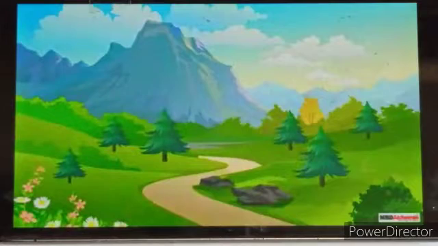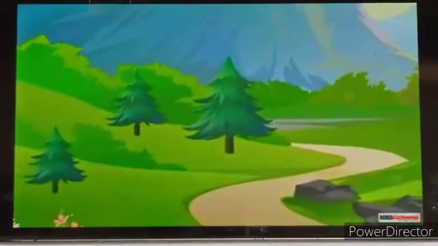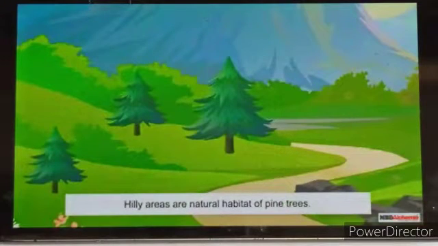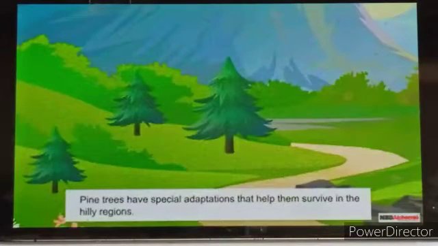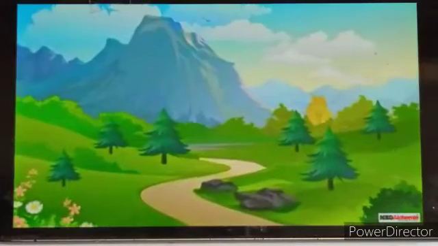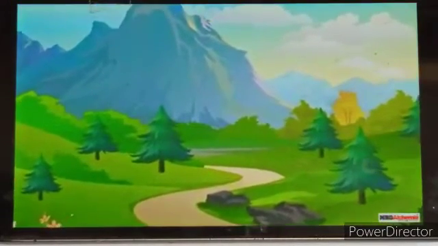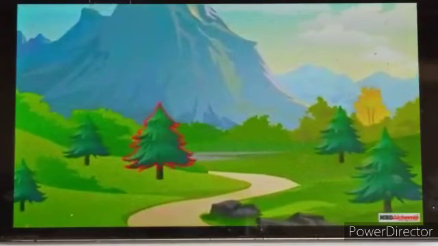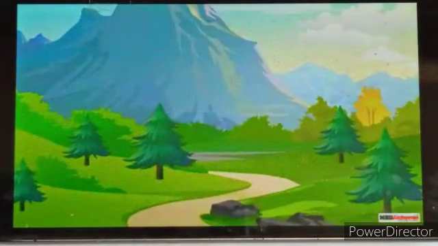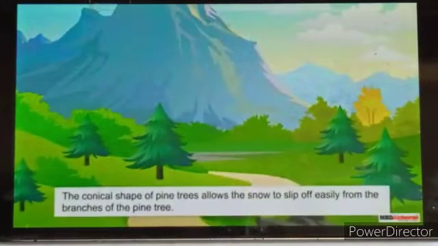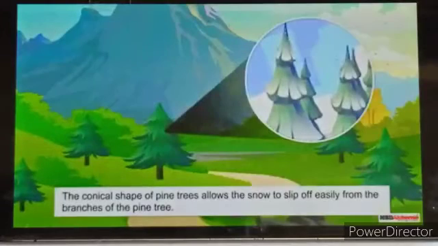Well, kids, there is no doubt that hilly regions have an extremely cold climate. However, these hilly areas are the natural habitat of pine trees. Pine trees have some special adaptations that help them to survive in hilly regions. Let's discuss these adaptations. The first adaptation is the shape of these trees. They have a conical shape. During snowfall, the conical shape allows the snow to slip off easily from the branches of a pine tree.